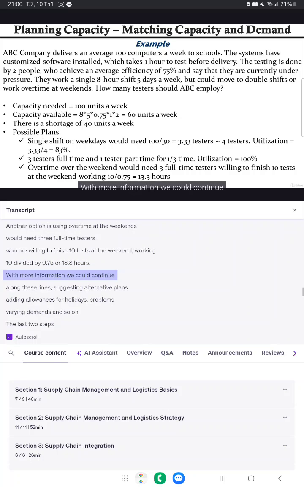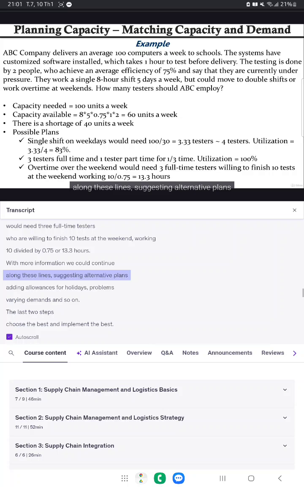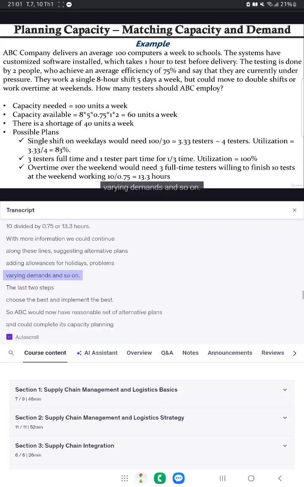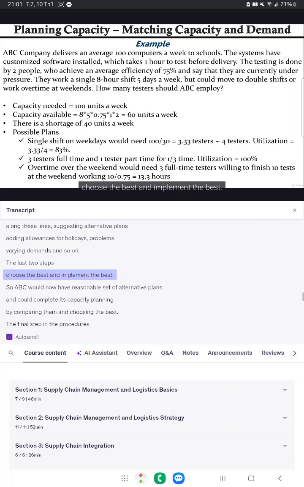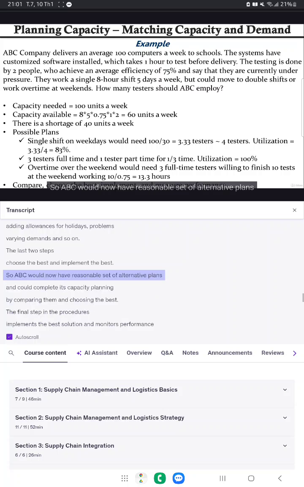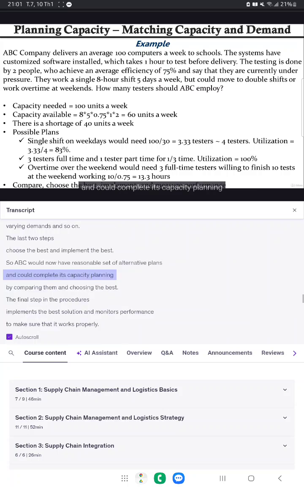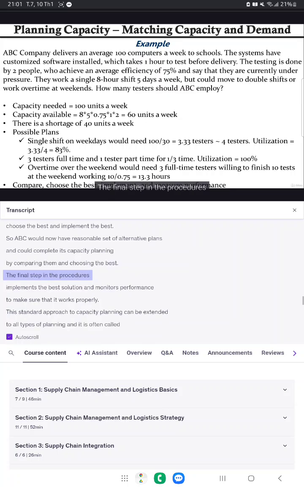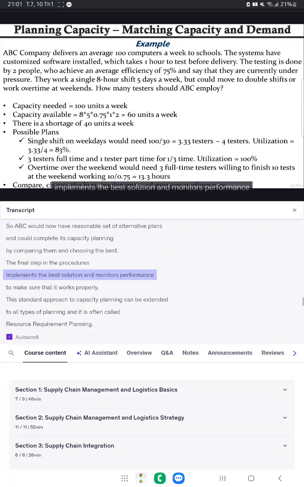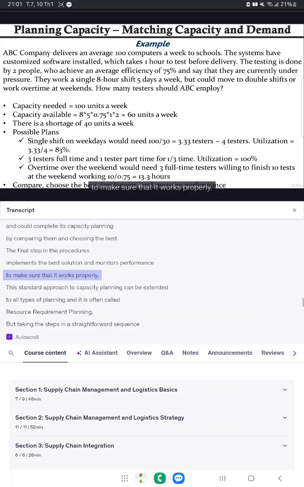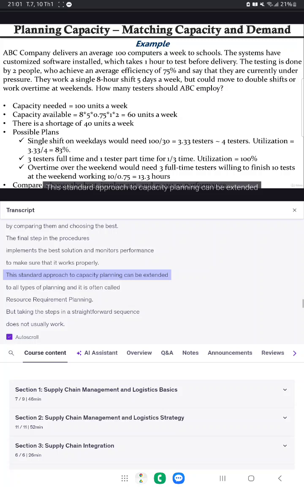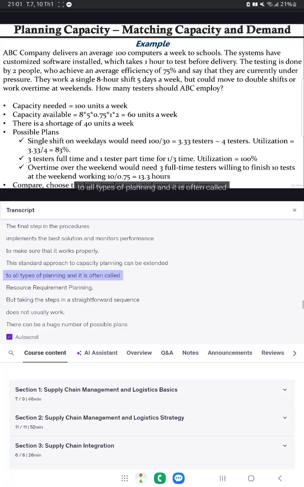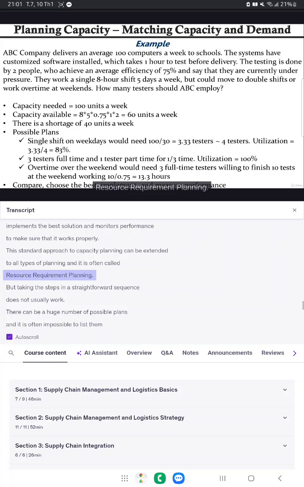With more information, we could continue along these lines, suggesting alternative plans, adding allowances for holidays, problems, varying demand, and so on. The last 2 steps are choose the best and implement the best. So ABC would now have a reasonable set of alternative plans and could complete its capacity planning by comparing them and choosing the best. The final step in the procedure implements the best solution and monitors performance to make sure that it works properly. This standard approach to capacity planning can be extended to all types of planning, and it is often called resource requirements planning.